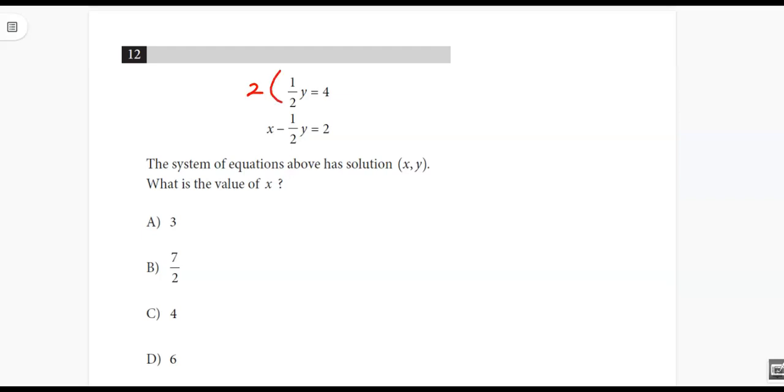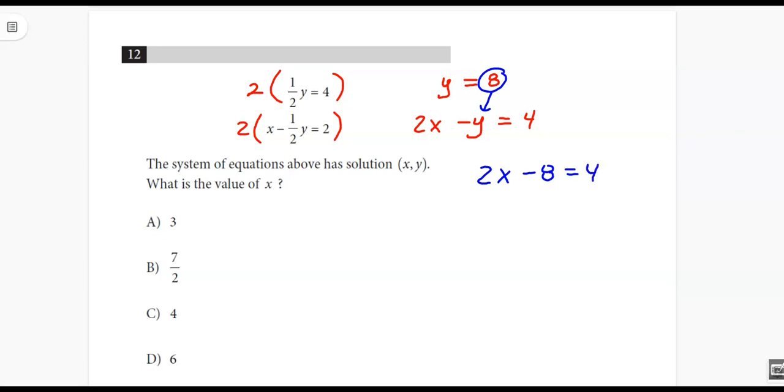So I could multiply this whole row by 2, and we get y equals 8. And then I can multiply all of this by 2, and I get 2x minus y equals 4. Same idea now. I'm basically just going to grab this 8 and put it in right here. And I get 2x minus 8 is 4. Add 8 to both sides, and then divide by 2. And again, I get x equals 6. So just another method using clearing fractions.